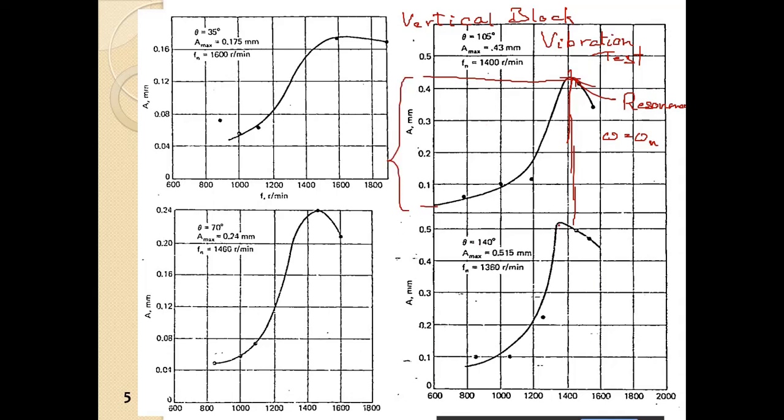Similarly, here you see the frequency is a little bit less than 1400. It is given as 1360 rotations per minute, and amplitude is 0.15. Here the amplitude is this much. So amplitude varies with frequency.